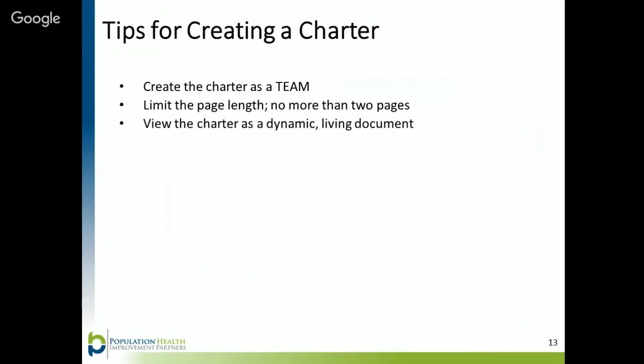The charter is a dynamic, living document that can be updated as new information becomes available about the project. For example, as you learn about what is needed to improve your process, you may identify additional deliverables to include, or your team may realize the need to include an additional goal.